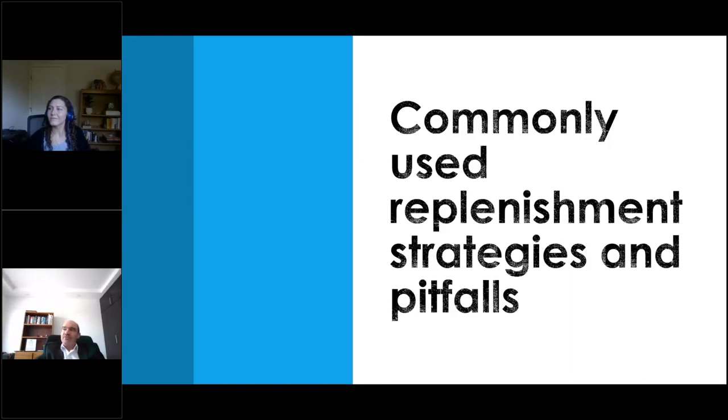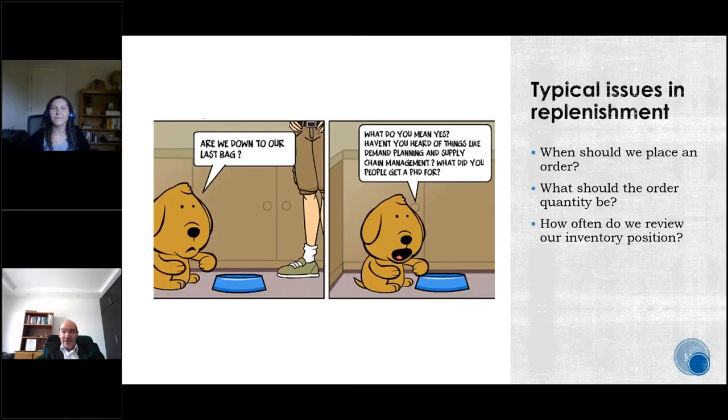So, commonly used replenishment strategies and pitfalls. I love this slide, by the way. This slide is very funny. I love this slide, but it's true. Sometimes, poor dog, right? Down to the last bag. Oh, poor dog. And then, when should we place an order? What should the order quantity be? How often do we review our inventory position, so this dog does not have to face this sad situation?